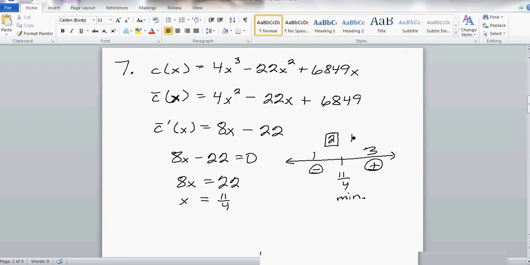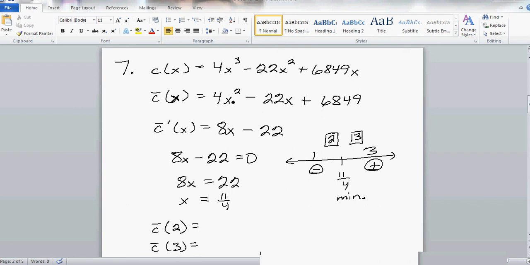Or do we want 3? What we do here is we just ask, which one has the lower average cost? So we're going to do bar C of 2 and bar C of 3, and let's see which one's the least. Whichever one gives us the least here will be our answer.